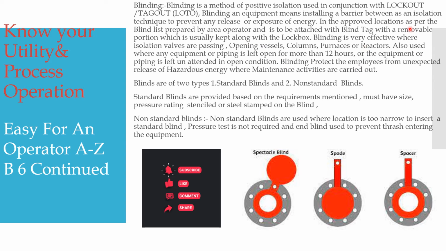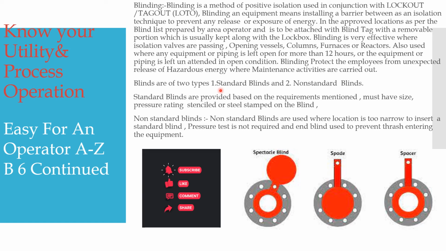The blinding tag contains a removable portion at the bottom. The top and bottom will have the details of the equipment which is to be blinded and the number of location, a point of the location. Then the removed portion is kept in the lockbox that is mentioned here.